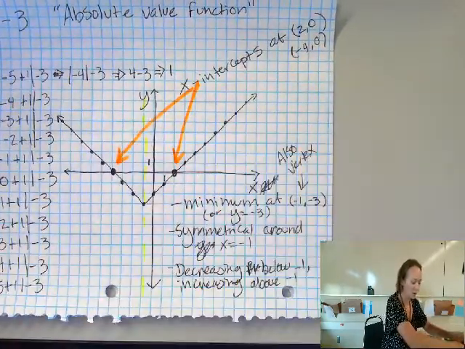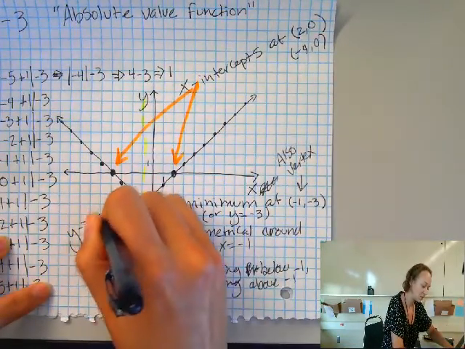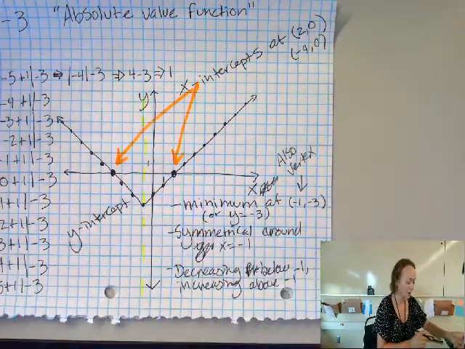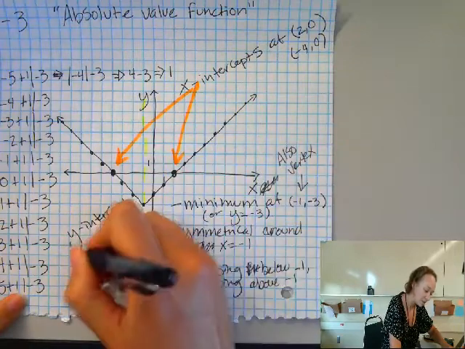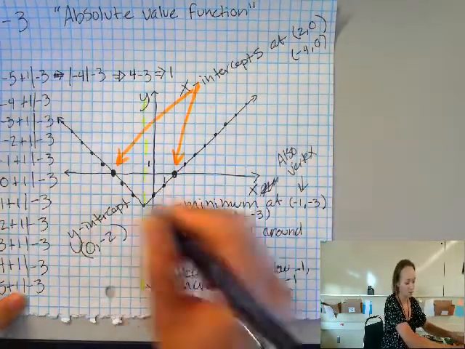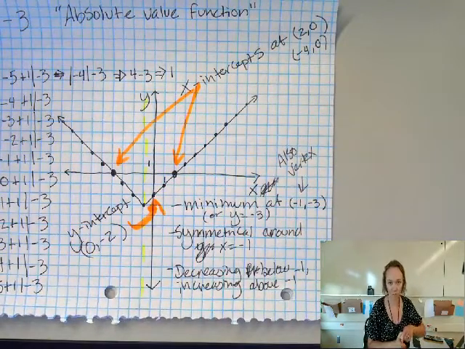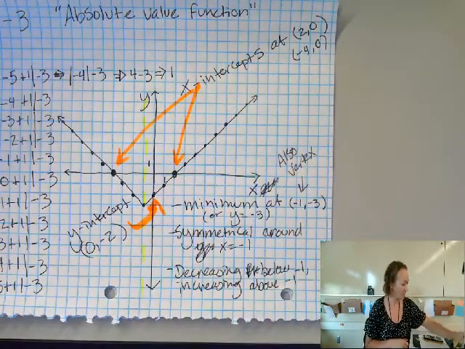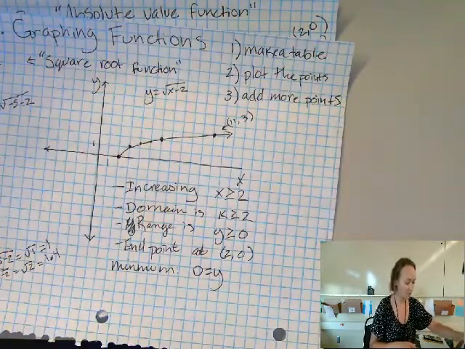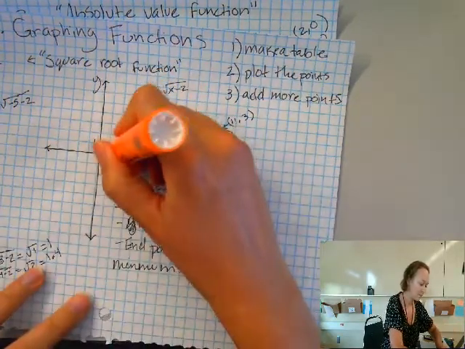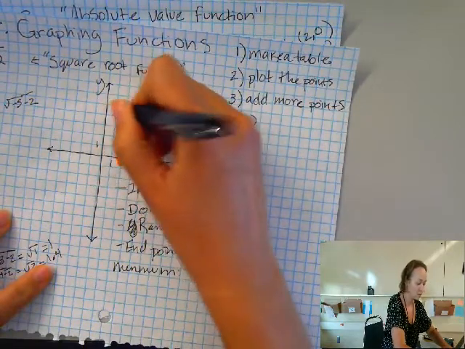And then it has a y-intercept. That means this is where the graph crosses the axis. It has a y-intercept at 0, -2. Okay, go back to your graph from the square root function, and we should add that this one doesn't have a y-intercept, but it does have an x-intercept. Right there, that is our x-intercept.